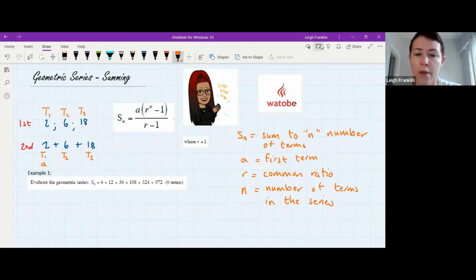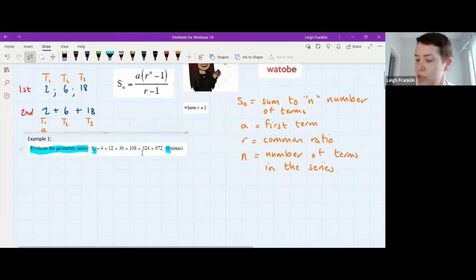Okay, so the most basic thing that they could ask you to do is just a straightforward sum. Here, where they use the word evaluate the geometric series, they're implying calculate the sum, right? In this case, they tell us that there's 6 terms, but they also say sum to 6, right? So this is super straightforward. We are going to just sub straight into our formula. They want us to calculate the sum of the first 6 terms.